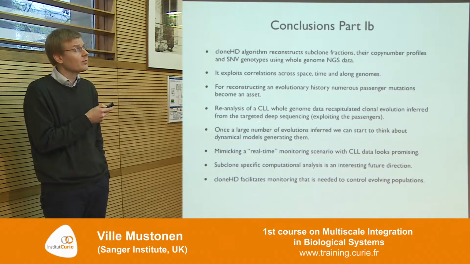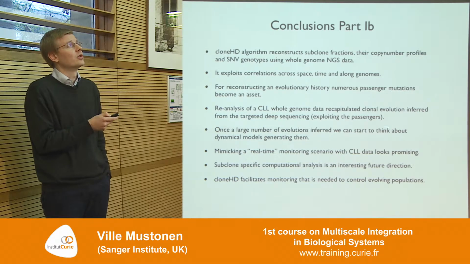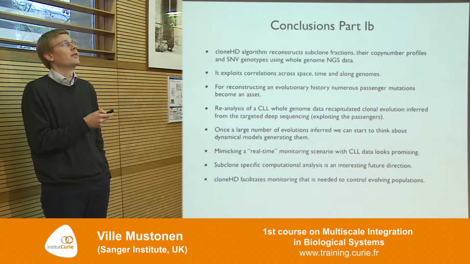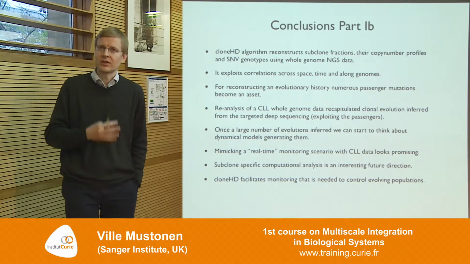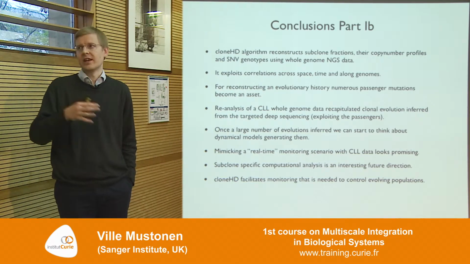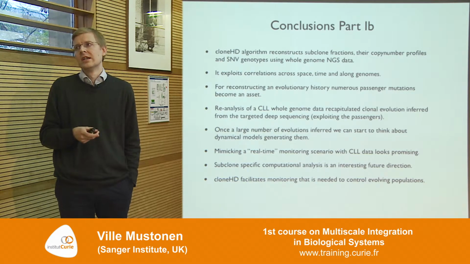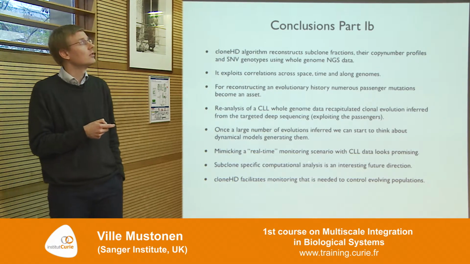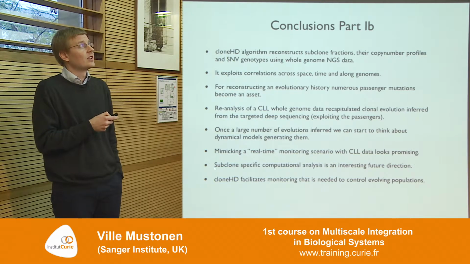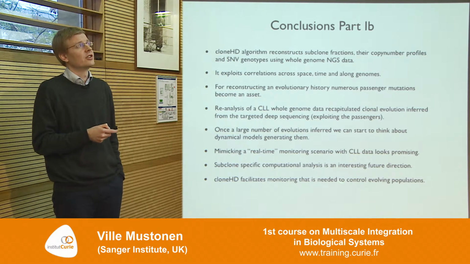that the people who generated the data found out by targeted deep sequencing. And I mentioned this already, once we have a large number of such evolutions, then I think it's the right time to start to parameterize those models and understand what kind of fitness landscape is consistent with that evolution. But we need a little bit more data. And this is, I think, quite promising, that this kind of mimic of a real-time monitoring seems feasible. And also this kind of subclone-specific computational analysis is an interesting future direction.